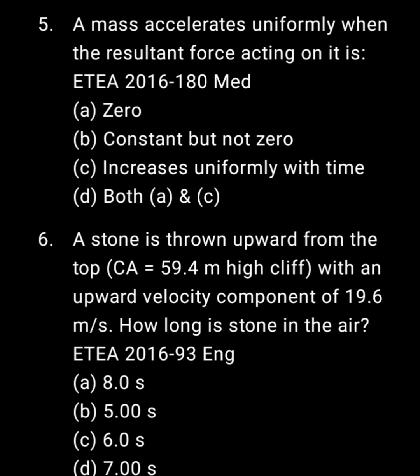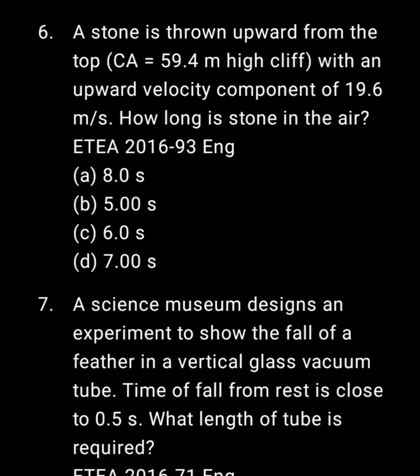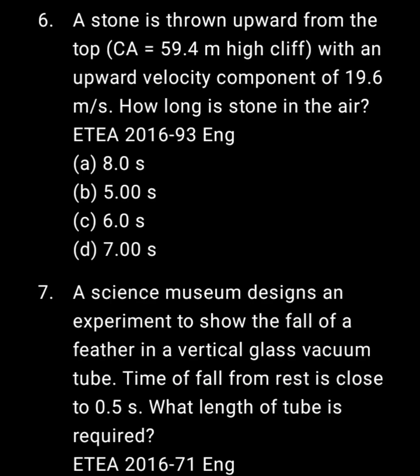6. A stone is thrown upward from the top of a 59.4 meters high cliff with an upward velocity component of 19.6 meters per second. How long is the stone in the air? ETA 2016-93 Eng. A. 8.0 s. B. 5.00 s. C. 6.0 s. D. 7.00 s.